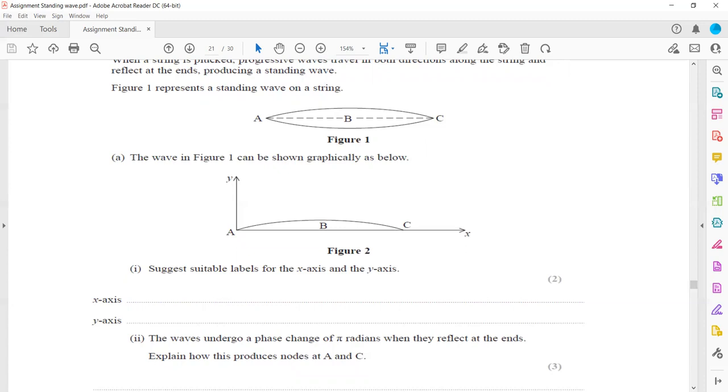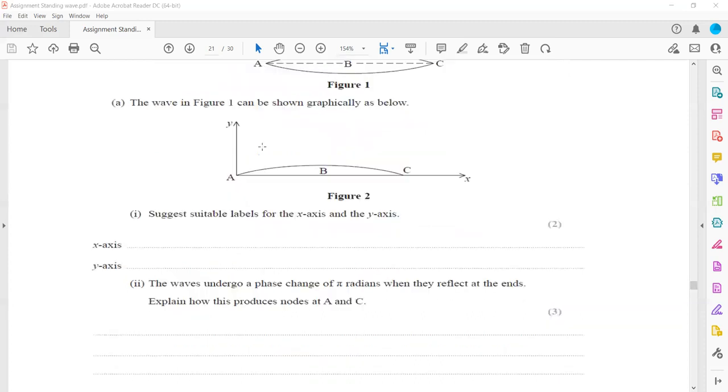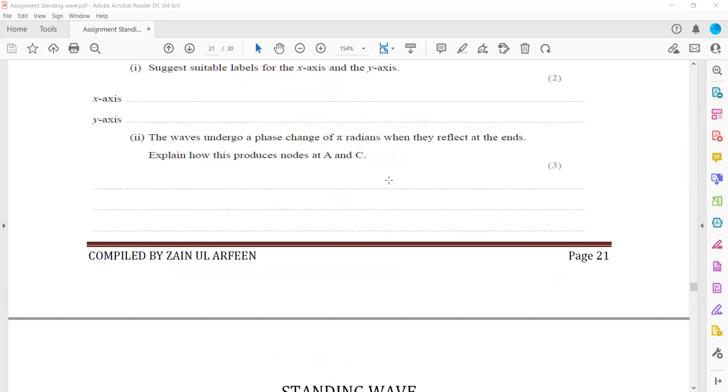So what are the labels for standing waves? The x-axis represents the distance and the y-axis represents the displacement. The wave undergoes a phase change of pi radians or 180 degrees when reflected at the end. How does this produce a node at A and C? What they mean here is that these are the fixed ends of the string.